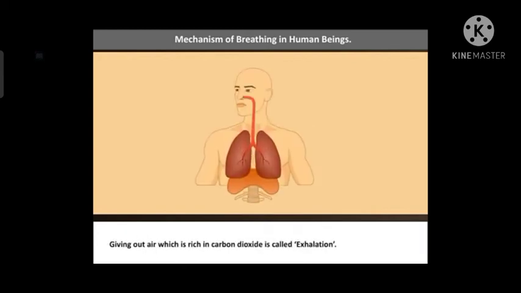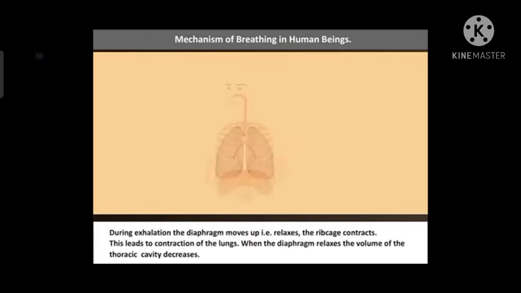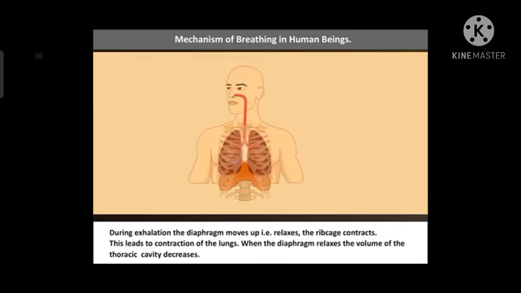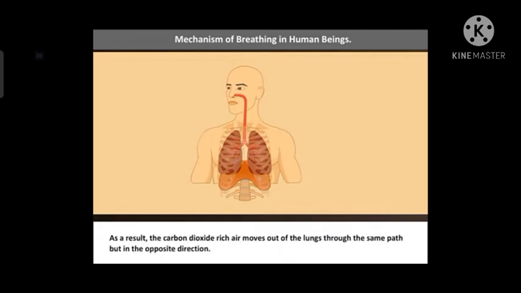Giving out air which is rich in carbon dioxide is called exhalation. During exhalation, the diaphragm moves up, in other words, relaxes. The rib cage contracts. This leads to contraction of the lungs. When the diaphragm relaxes, the volume of the thoracic cavity decreases. As a result, the carbon dioxide-rich air moves out of the lungs through the same path but in the opposite direction.